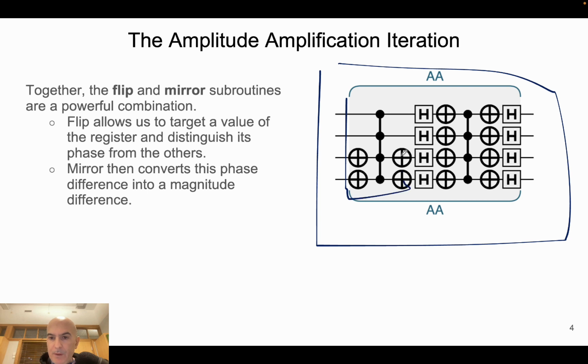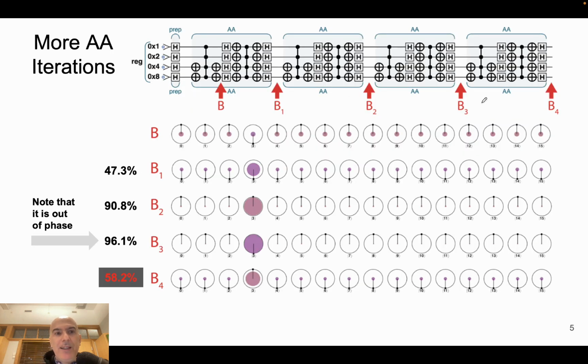We have a flip, in this case here, and then we have the mirror, that is this part here. So what happens if we apply more amplitude amplification iterations? So for instance, here we have the first one, second one, third one, and fourth one. So we have four amplitude amplification iterations. You see that after the first three iterations, the probability of observing the flipped values is increased up to 96%, so it's very big.